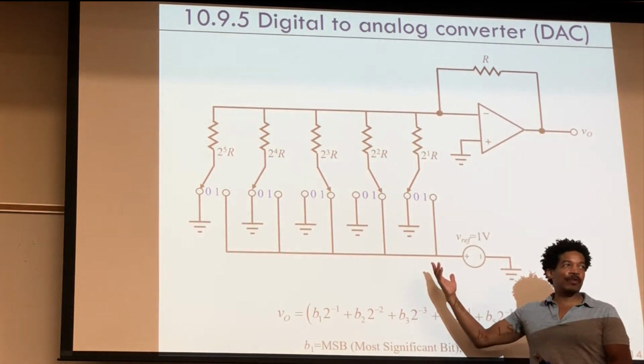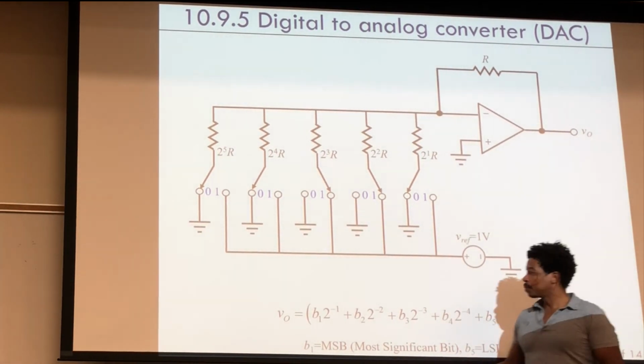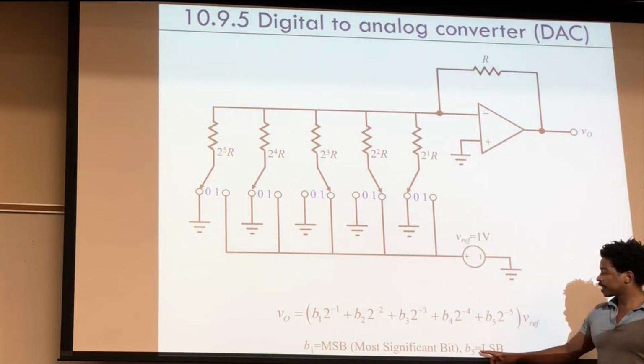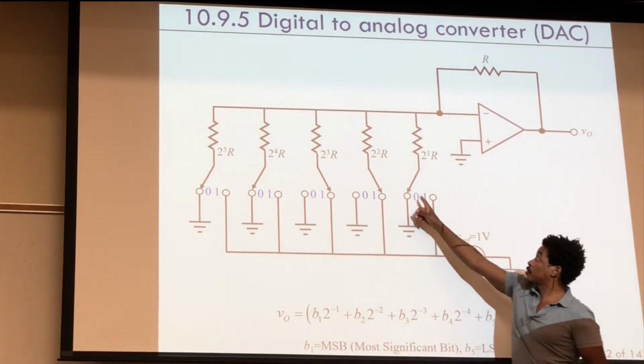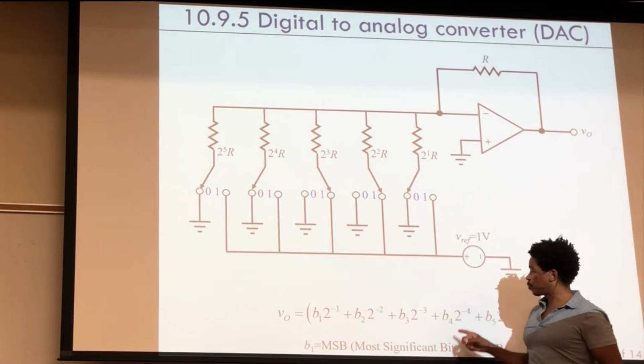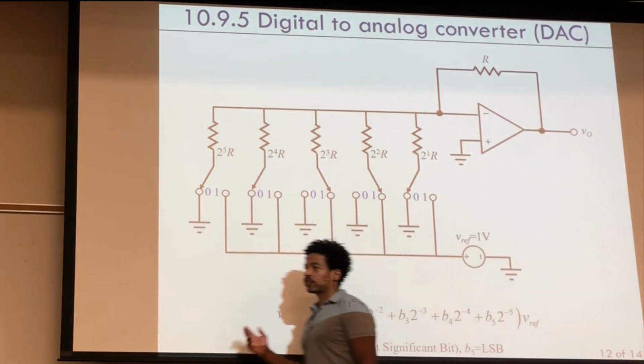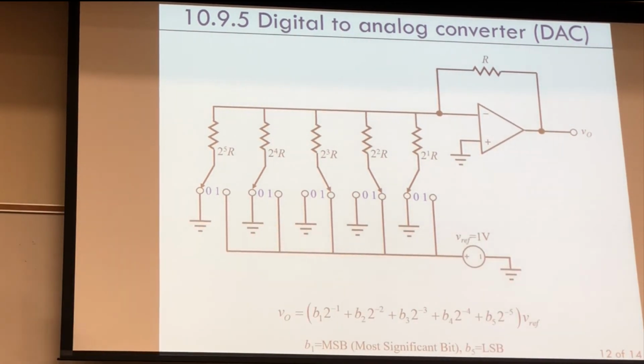Same thing that we did before, okay? But these are the bits. Here's the most significant bit. Here's the least significant bit. But these are the 1s and 0s. Those are the switches. Okay, so you plug in your 1s and 0s, and you get your result, going from digital to the analog domain.